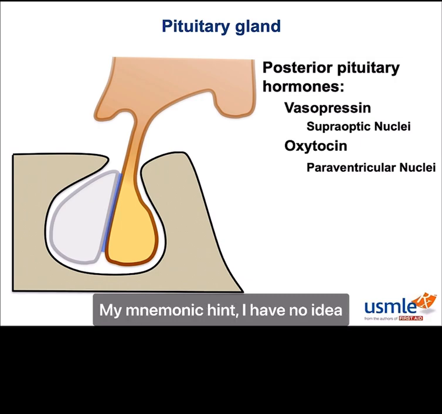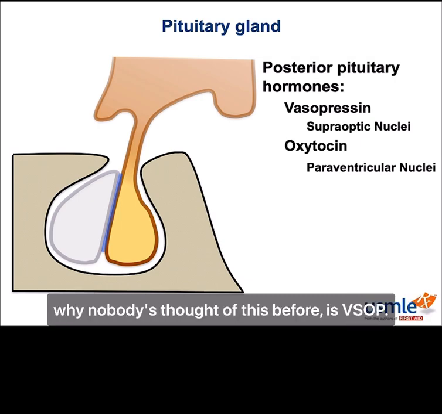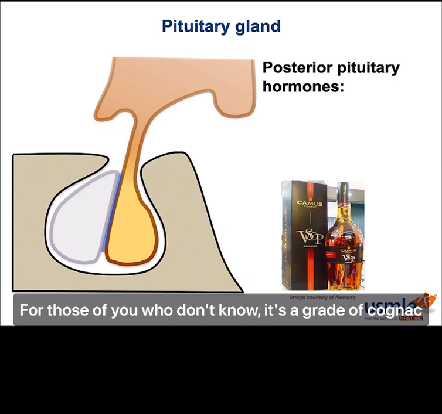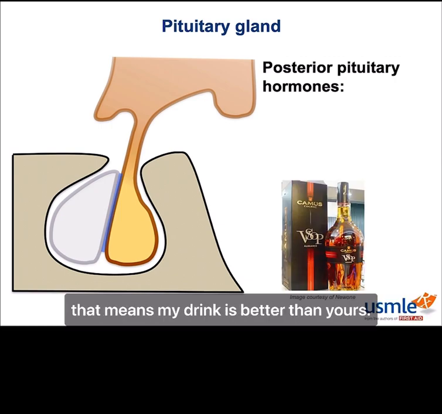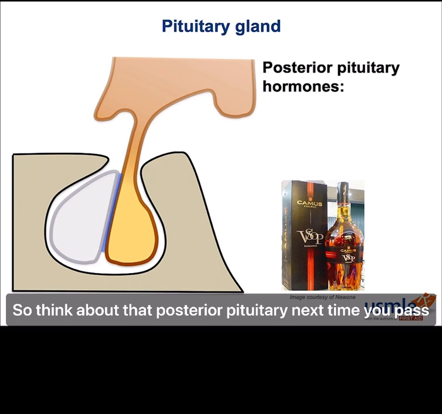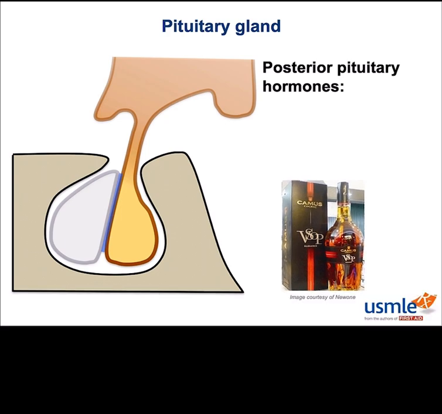My mnemonic, and I have no idea why nobody's thought of this before, is VSOP. For those of you who don't know, it's a grade of cognac that means my drink is better than yours. So think about that posterior pituitary next time you pass the Courvoisier.